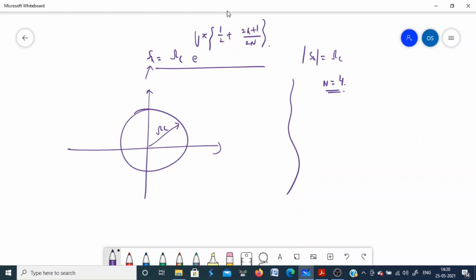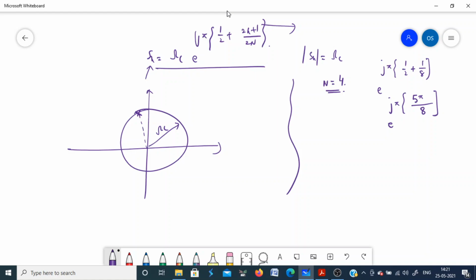So you put k is equal to 1 here, you will get omega c into e raised to power j pi (1/2 + 1/8). So you get e raised to power j pi (4 + 1)/8, that is 5 pi by 8. So cos 5 pi by 8 plus j sin 5 pi by 8. So pi by 8 will lie somehow around here. This is pi by 8. So one pole will be here.